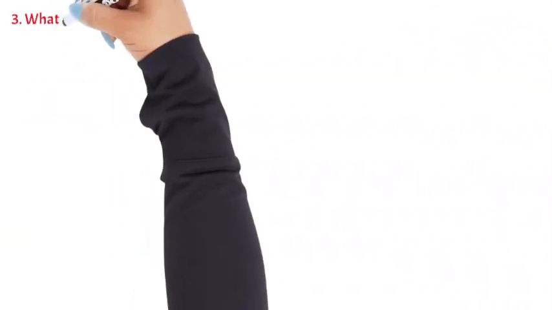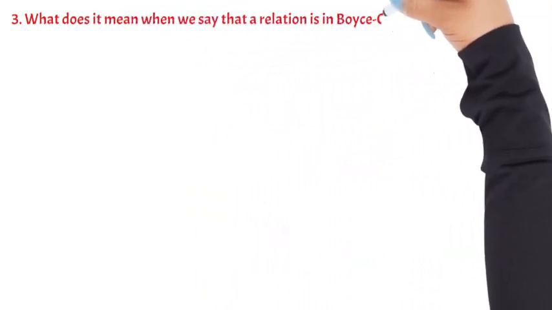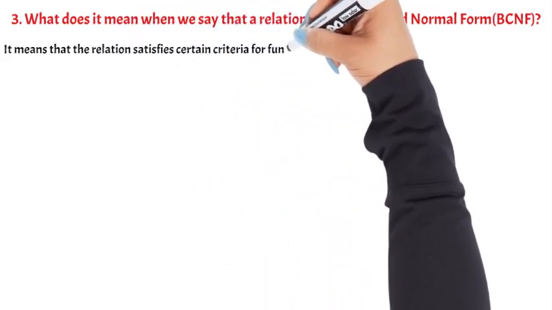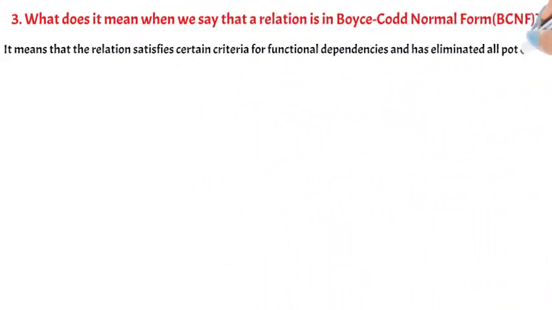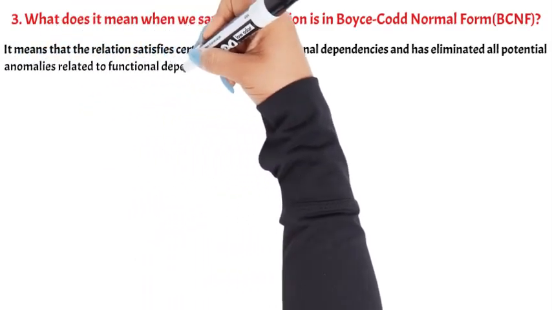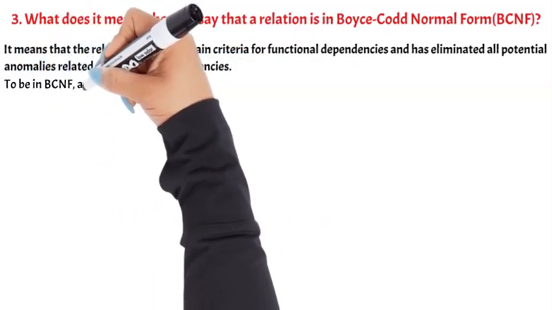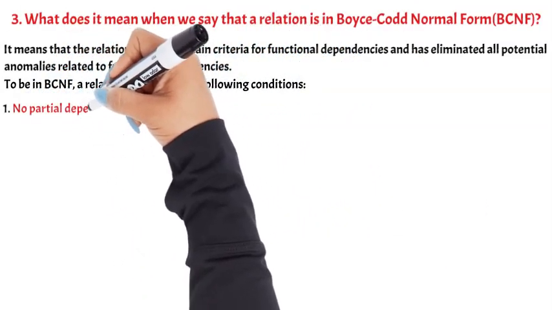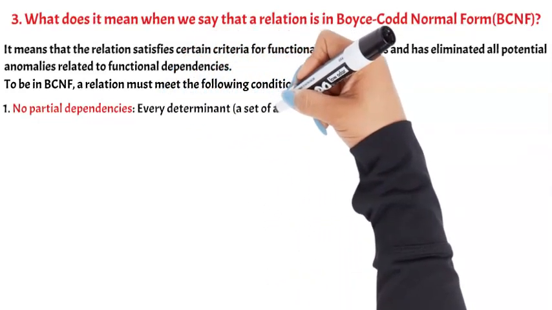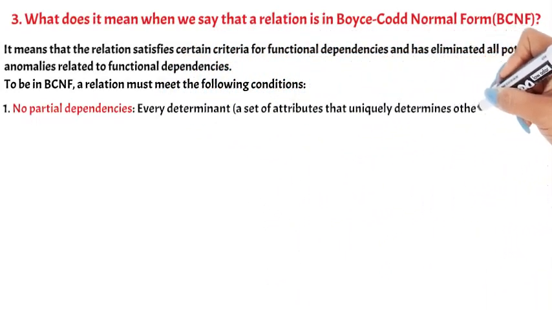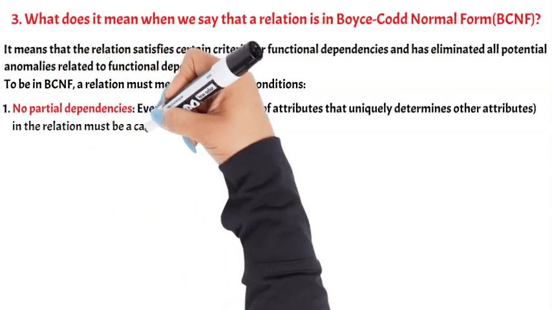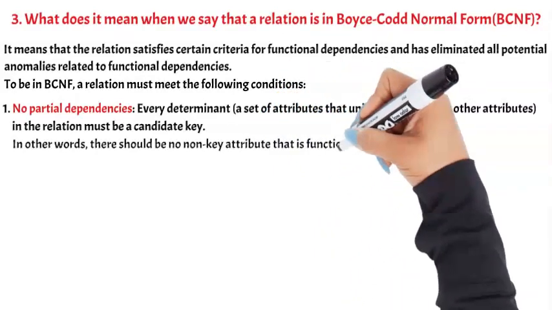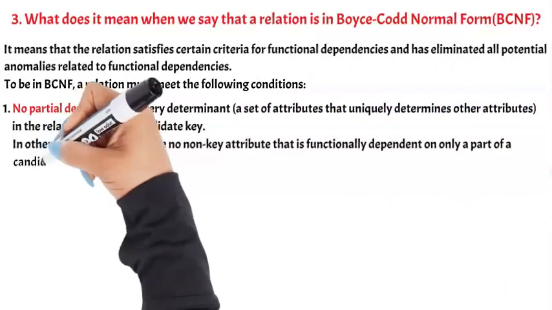3. What does it mean when we say that a relation is in Boyce-Codd Normal Form, BCNF? It means that the relation satisfies certain criteria for functional dependencies and has eliminated all potential anomalies related to functional dependencies. To be in BCNF, a relation must meet the following conditions. 1. No partial dependencies. Every determinant, a set of attributes that uniquely determines other attributes in the relation, must be a candidate key. In other words, there should be no non-key attribute that is functionally dependent on only a part of a candidate key.